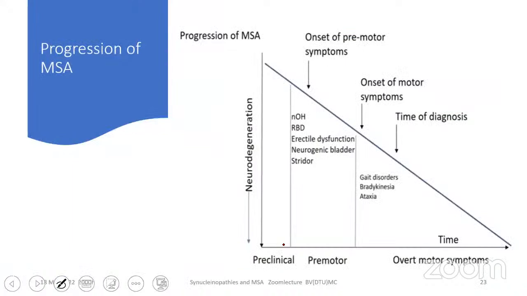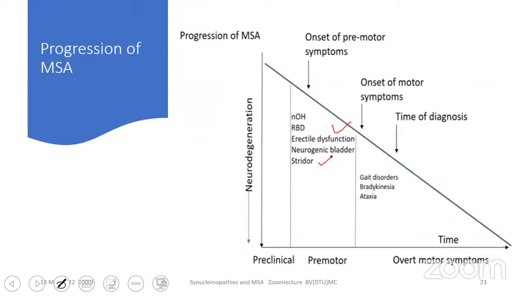So what I was telling is the progression of MSA. Earlier I mentioned that prodromal features or onset of premotor symptoms has also now been recorded in MSA. This we saw only in Parkinson's disease, but in this neurodegenerative condition, when the neurodegeneration starts, there is a preclinical premotor phase characterized by neurogenic orthostatic hypotension, REM sleep behavioral disorder, erectile dysfunction, neurogenic bladder, and stridor. These are the important features.